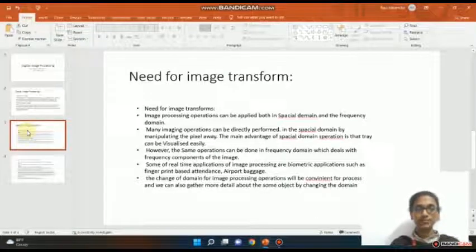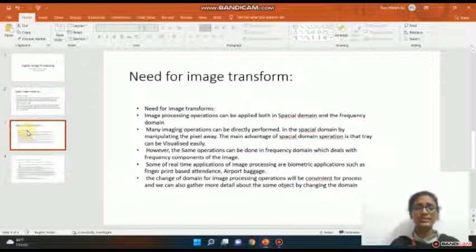Need of image transforms. Image processing operations can be applied both in the spatial domain and the frequency domain. Many imaging operations can be directly performed in the spatial domain by manipulating the pixel values. The main advantage of the spatial domain is that the operations can be visualized easily. However, the same operations can be done in the frequency domain, which deals with the frequency components of the image.